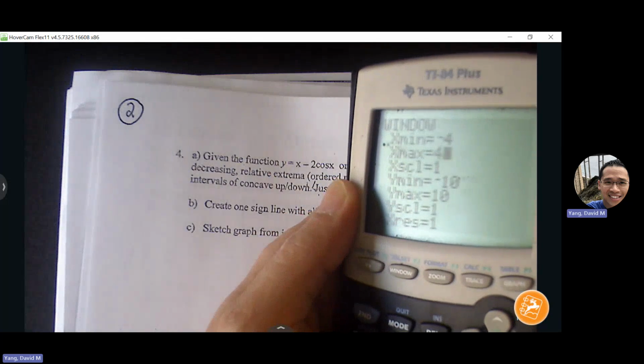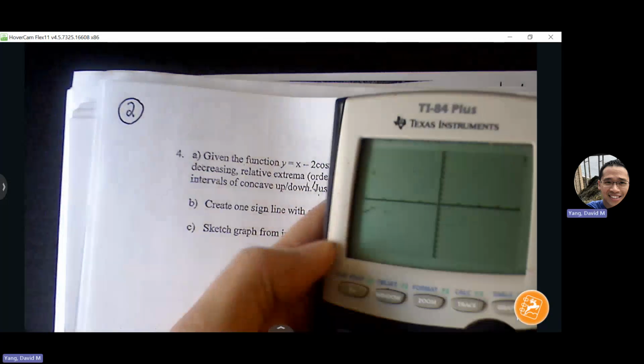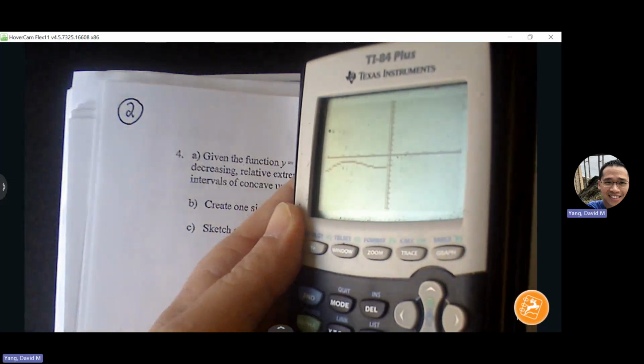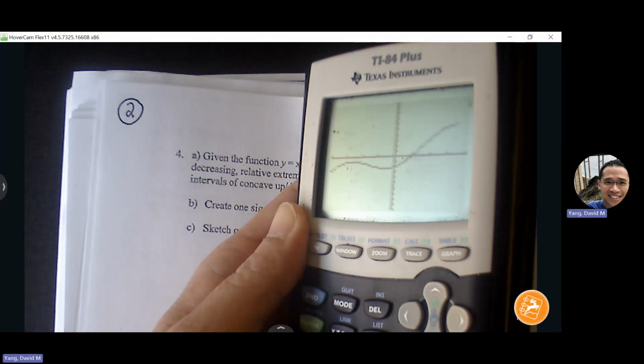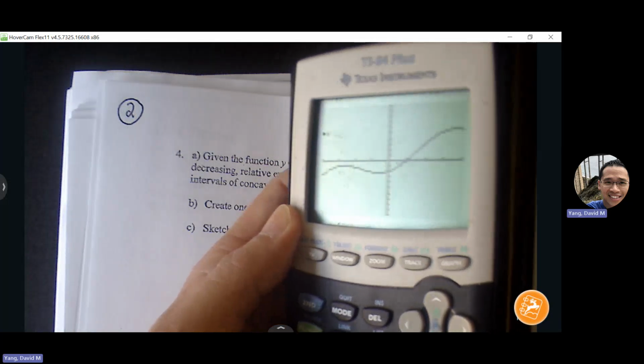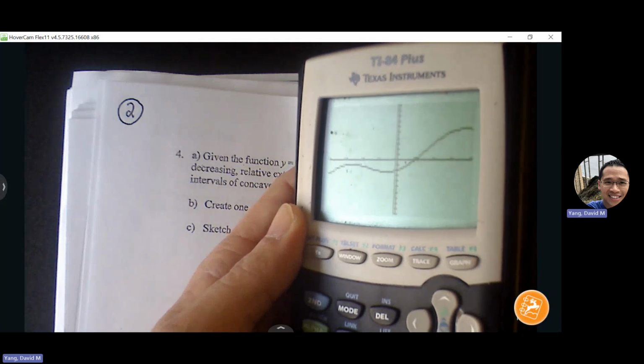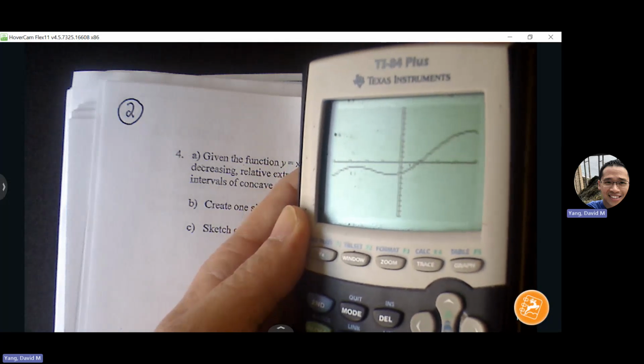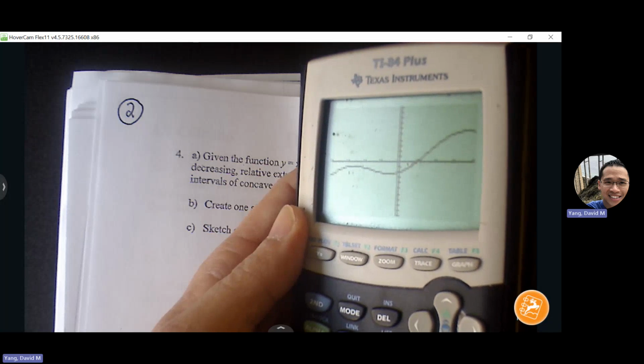But you can do that here, hit enter. And this is basically the graph that we want to be able to create, or that we want to be able to see, once we do all of our work by hand.